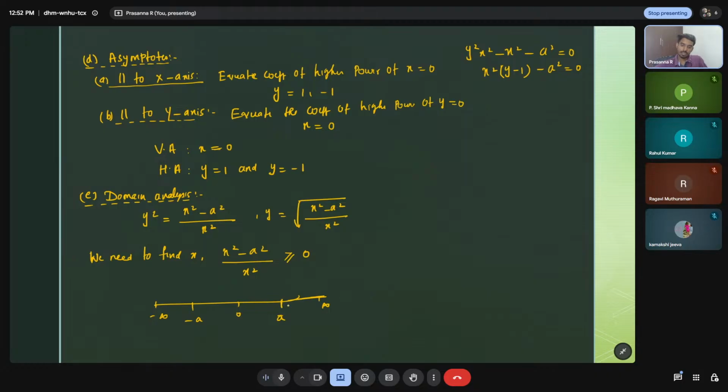Now you take any number after this. If you take a plus 1, a plus 1 whole square minus a square will be positive. So positive, negative, positive, negative, and you can see that your function is defined in the interval... At minus a and plus a, output will be equal to 0. At 0, the function is undefined. So minus a to 0 union a to infinity. This is where the function is defined, right? Is it correct or not?